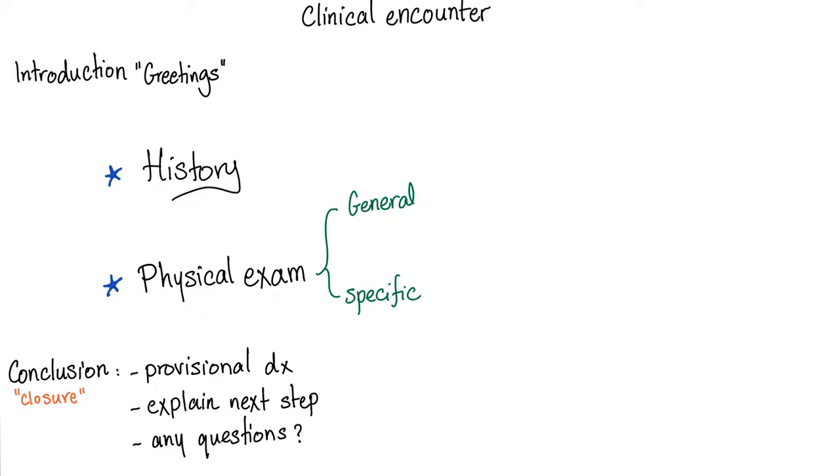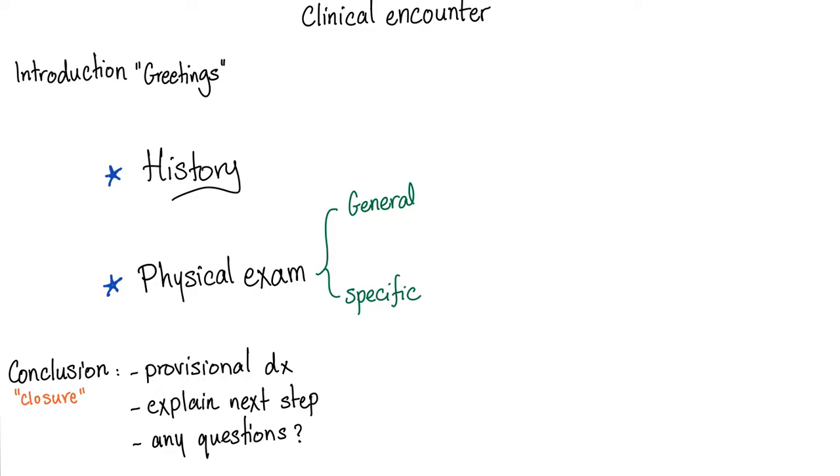Physical exam. We have the general physical exam and the specific. Specific means, like, we're examining only cardiology, so we're listening to the heart and lungs and stuff like that. Or, like in rheumatology, the joints. But in rheumatology, we have to examine other systems as well because they are multi-systemic diseases. And then the conclusion. You give the patient a provisional diagnosis.